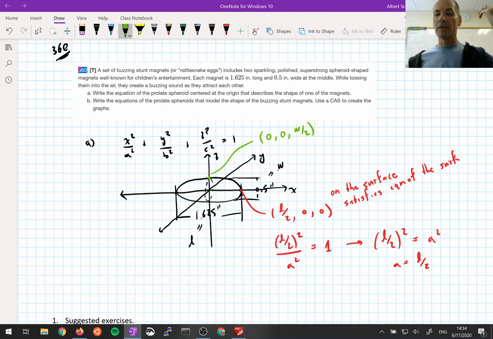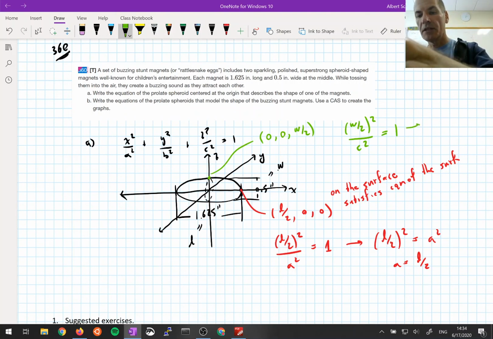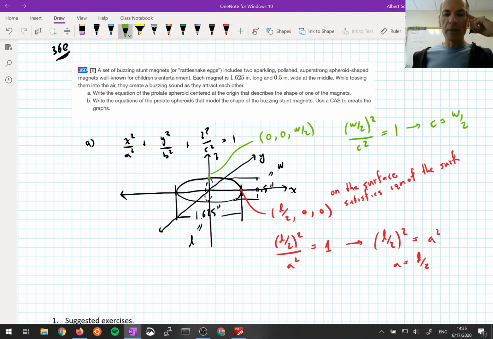So here's another point that I know is on this surface, so it must satisfy the equation. So let's repeat this exercise: 0 for x, 0 for y, w over 2 for z. And I see that w over 2 quantity squared over c squared equals 1, and this immediately leads to c is equal to w over 2. All right, what about the remainder? We have two different ways of figuring out what b is.